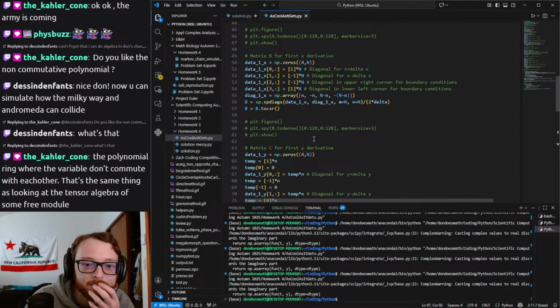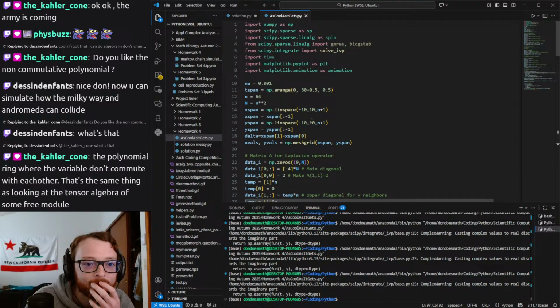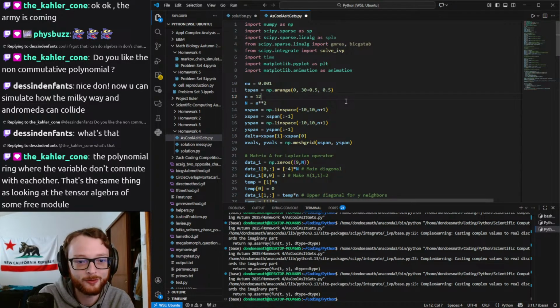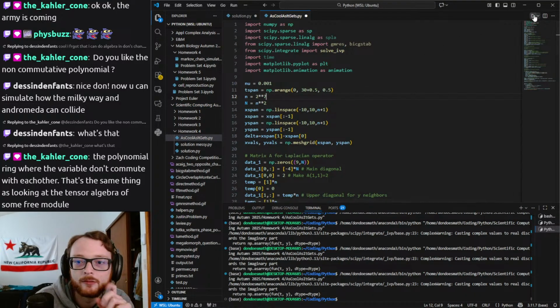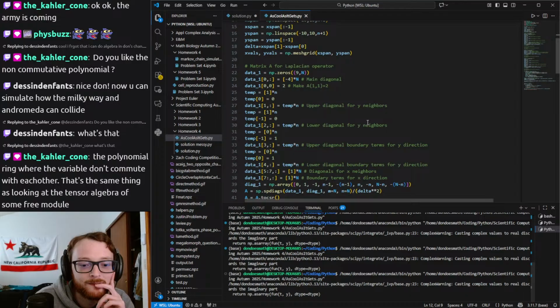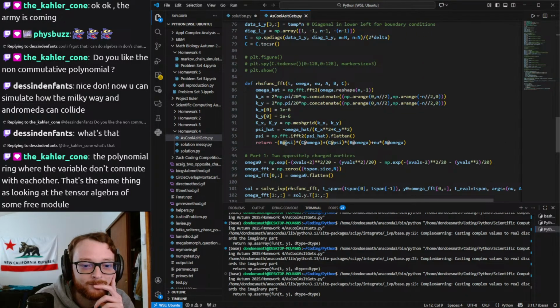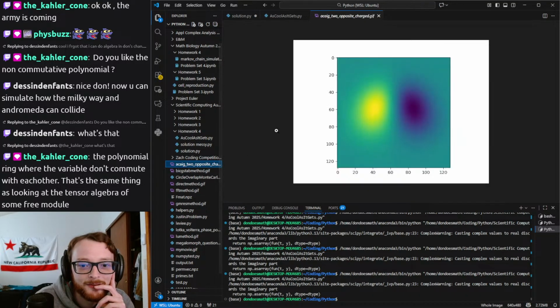Can we make it... Oh wait, we do have to go by powers of 2. Let's go to the next power of 2. You know, why not? Let's actually just express it as powers of 2. 2 to the 7. That's 128. Ooh, it's taking a little longer. Here we go, not that long. I think we need to simulate it for longer.